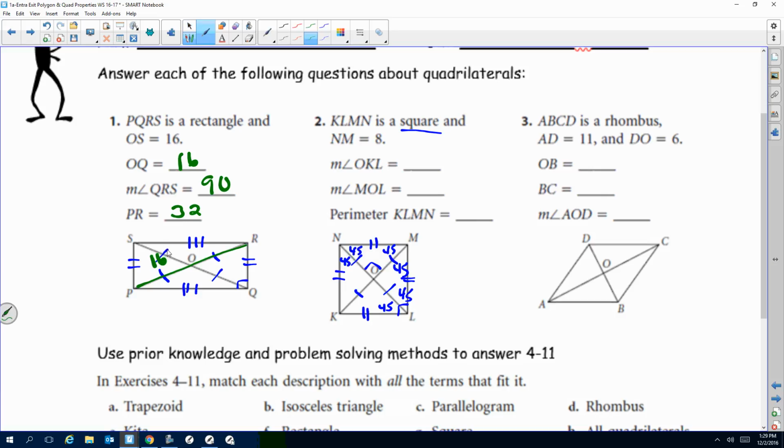So NM is 8. I'm going to put the 8 where those 2 tick marks are. They want us to find the measure of angle OKL. So if I just go from O to K to L, that's going to be 45. Then MOL, that would just be 90. And your perimeter, what is that perimeter? What does that mean? Yeah, all the sides on the outside. So this is going to be 8, 8, 8, 8, yep, 32.